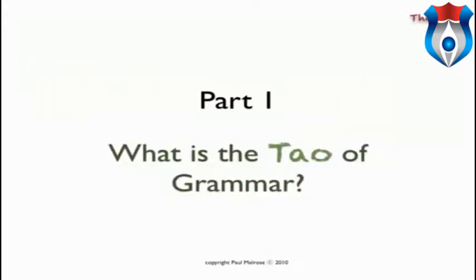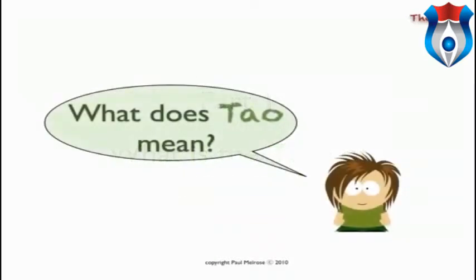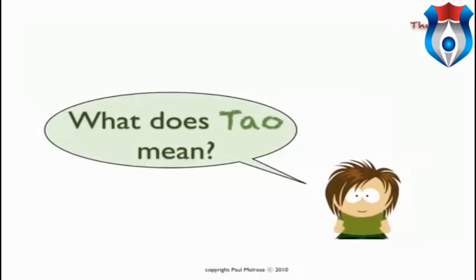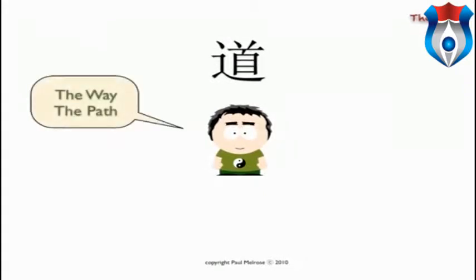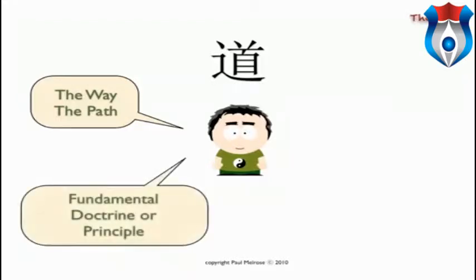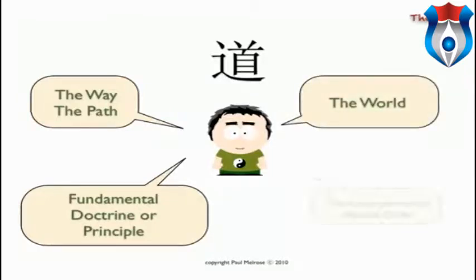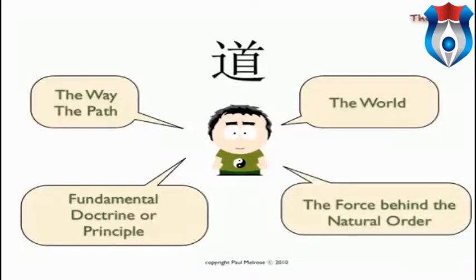What is the Tao of Grammar? First of all, what does Tao mean? Well, Tao is a Chinese symbol. You can say Tao or Dao. And it means the way or the path. Or it can also mean the fundamental doctrine or principle. And when we use the word Tao, we're talking about the world itself, or the forces behind the natural order.